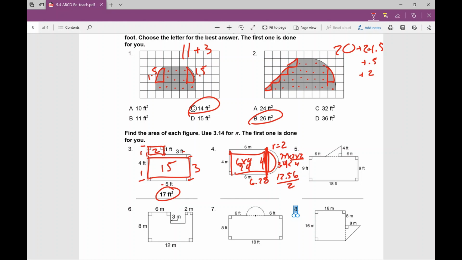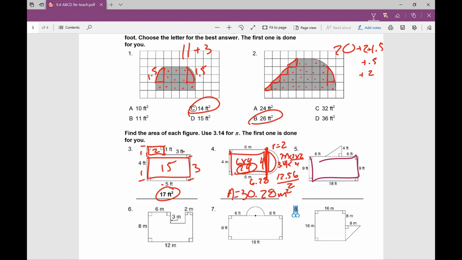All I gotta do is add that to this. So my answer is gonna be, sorry, it's not talking about dollars. 24 and 6.28 is 30.28 meters squared. Next one, I have a rectangle and a triangle.